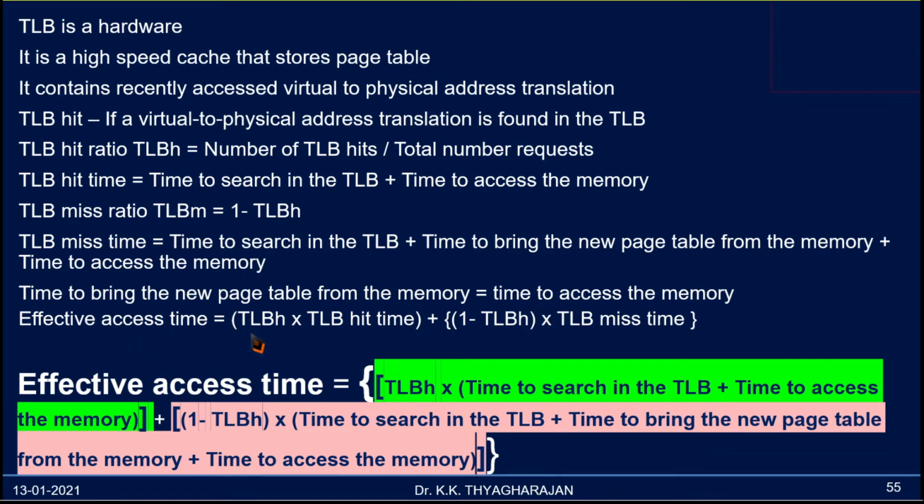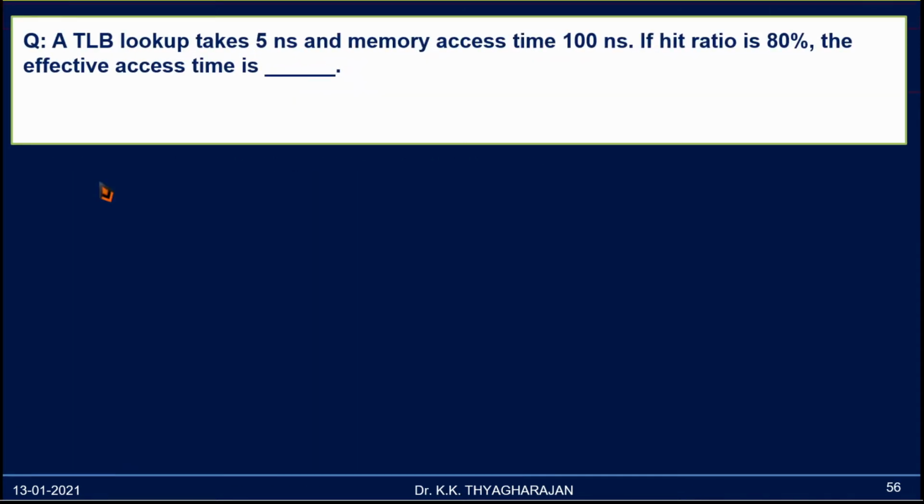The effective access time is equal to TLB hit ratio into TLB hit time plus TLB miss rate into TLB miss time. In short, you can easily remember this process by this formula. That is, effective access time is equal to TLB hit ratio into time to search in the TLB plus time to access the memory, plus TLB miss ratio, that is 1 minus TLB hit ratio, into time to search in the TLB plus time to bring the new page table from the memory plus time to access the memory. Now let us solve some problems.